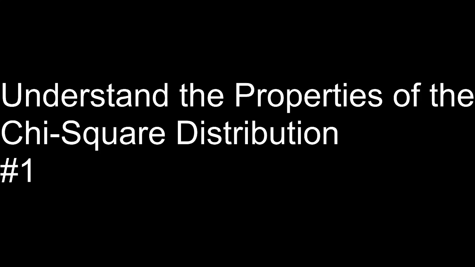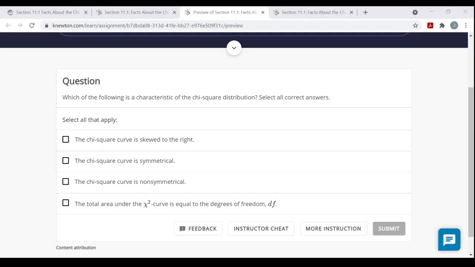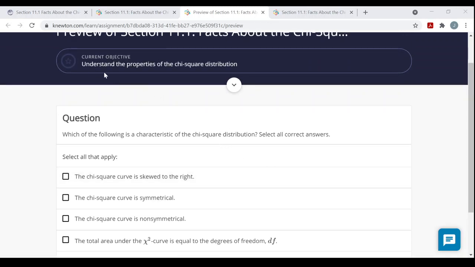It's called the chi-square, and it's used in certain scenarios, right? And we're going to talk throughout these assignments about the chi-square distribution. We're going to talk about in what scenarios this distribution arises, for what kinds of tests. So our first objective here is, again, to understand the properties of the chi-square distribution.